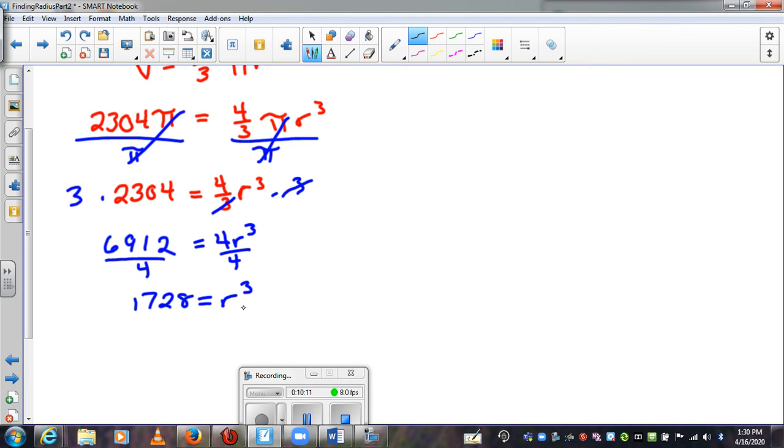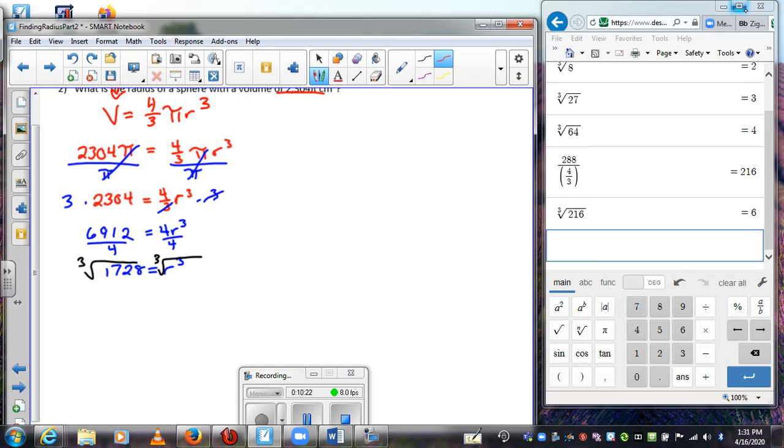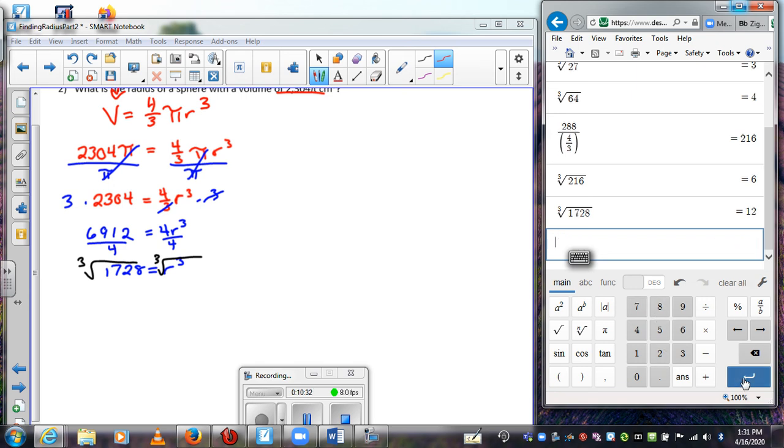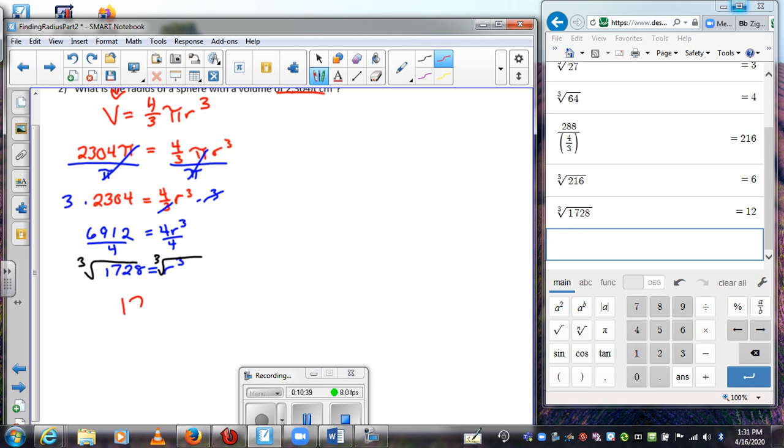Now the opposite of cubing a number is the cube root. Therefore, I'm going to go over to my calculator here. I'm going to hit this button, do my 3, use my side arrow, and then the radicand is 1728. Hit enter, and I'm getting 12. So my answer here is 12, and these would be centimeters, is equal to your radius. Done. Let's try another one.